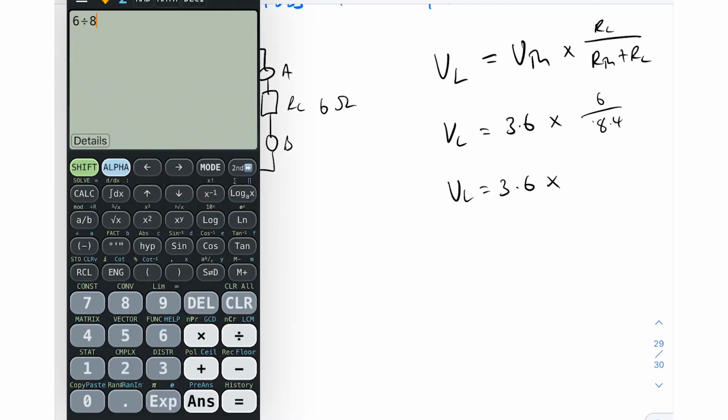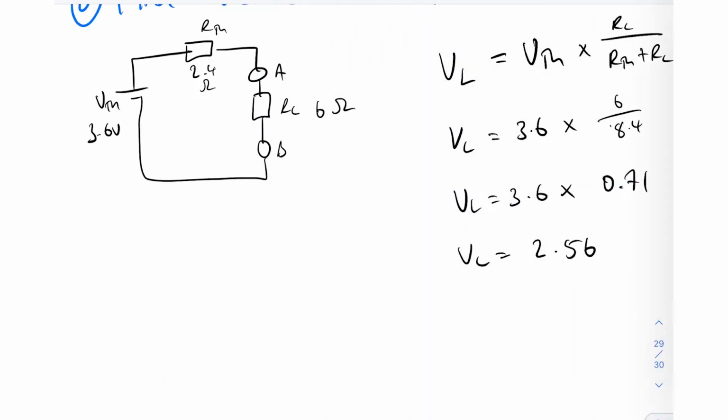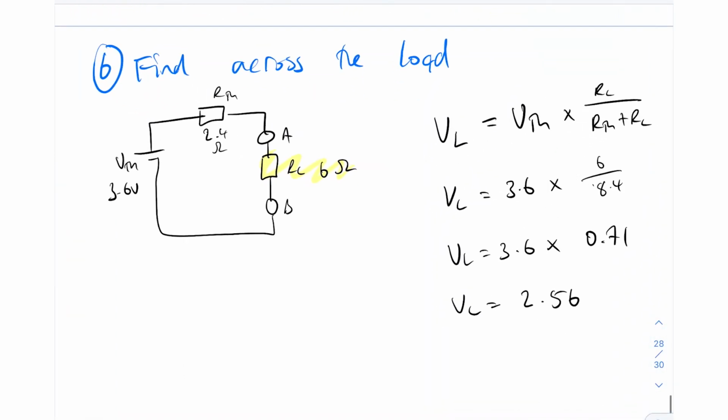And then we've got VL is equal to 3.6 times, what's 6 divided by 8.4? 6 divided by 8.4 gives you 0.71. So VL is equal to 3.6 times 0.71. And that gives you 2.556, or 2.56. So the voltage across this load here is equal to 2.56 volts. And there you go. Finished now.